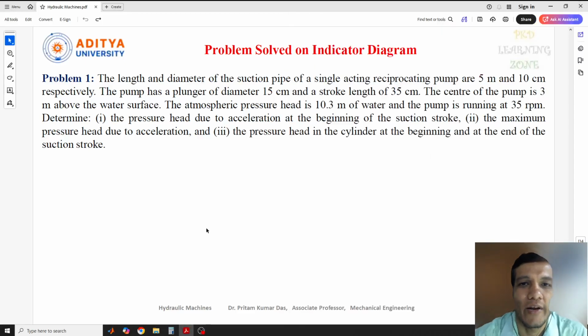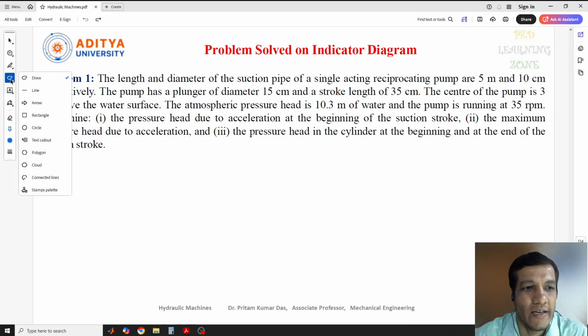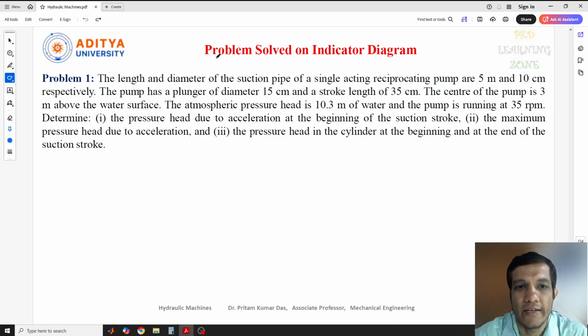Hi everyone, welcome to this new lecture of hydraulic machine. In this lecture, we'll solve a problem on indicator diagram. In our last lecture, we have discussed the theory part and we have derived the equations for indicator diagram. So based on the theory and the equation, we'll solve this problem.